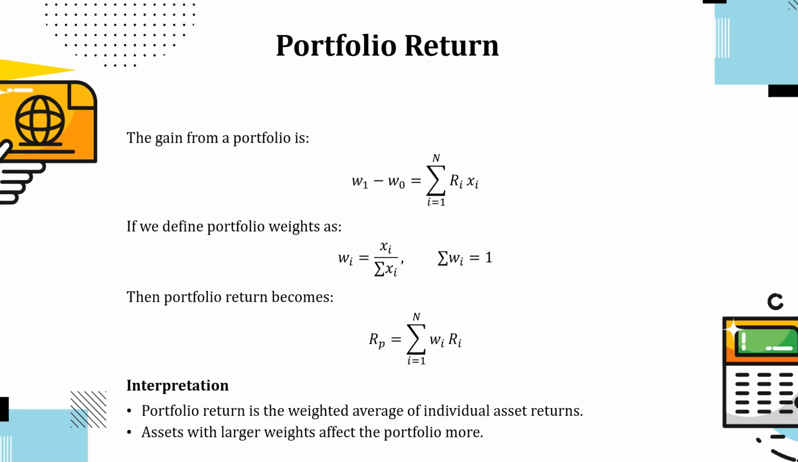The next slide is portfolio return. The return of a portfolio is calculated as the weighted average of individual asset returns. Each asset contributes to the overall return according to its proportion in the portfolio. This means the assets with larger investment have a greater impact on the portfolio performance.